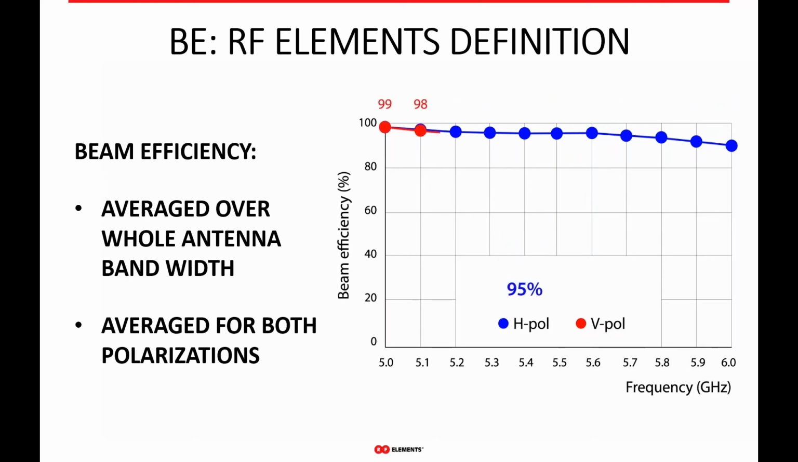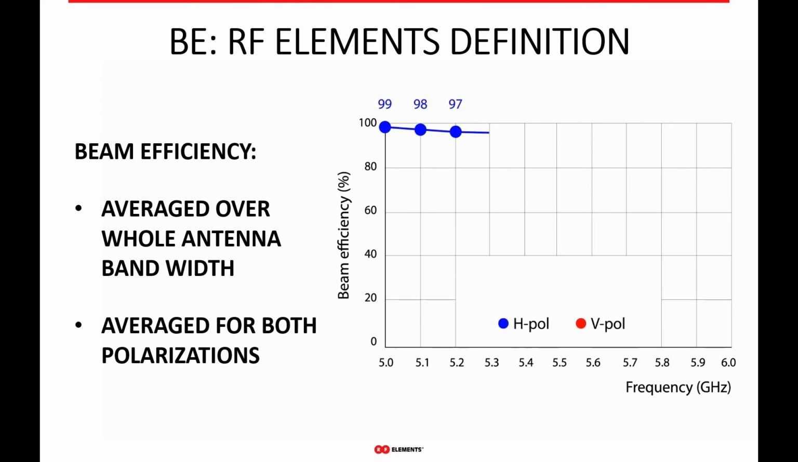So therefore, at RF Elements, we extended that textbook definition of beam efficiency to a number that is the average of beam efficiency over the whole useful bandwidth of our antennas and over both polarizations, right? So this really turns the textbook definition into a sort of super parameter, right?